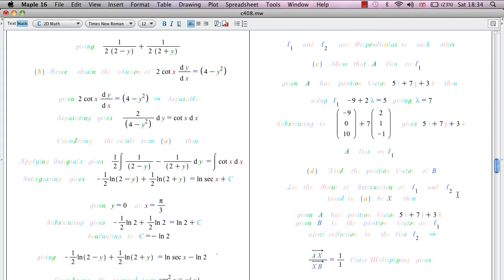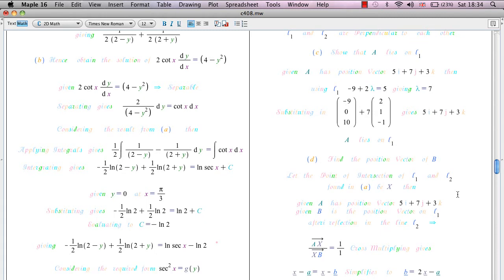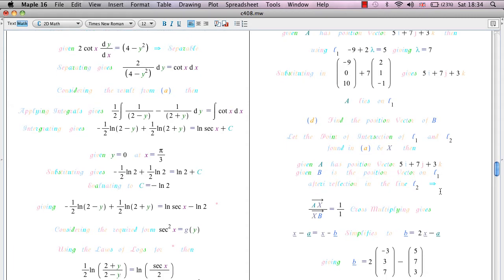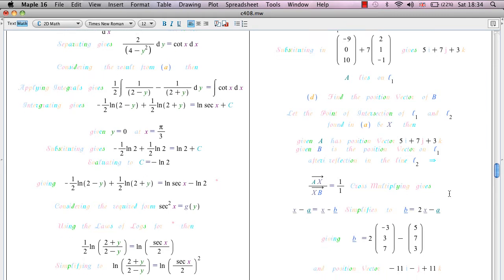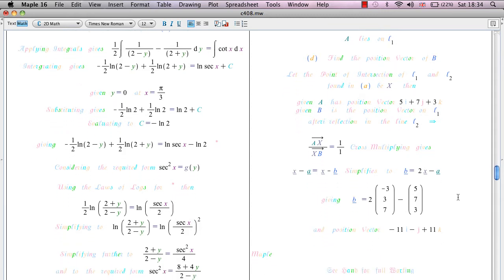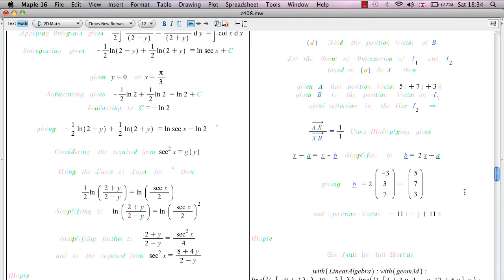So for the position vector of B after reflection in the line L2, considering they're perpendicular to each other, then if the intersection is X, the ratio AX over XB equals 1 to 1 will be satisfied. And cross multiplying and simplifying gives B as 2X minus A. So using the intersection point for X from A and substituting gives the position vector of B required.